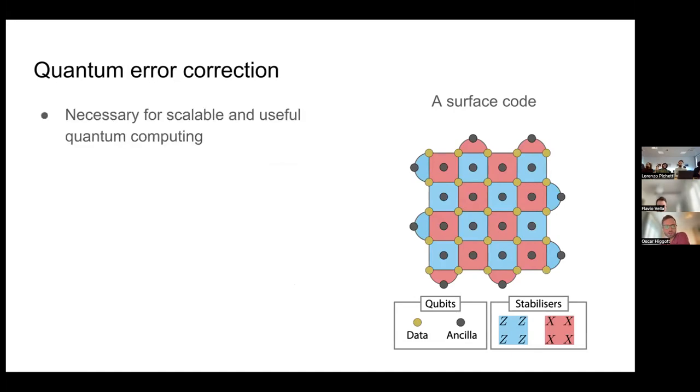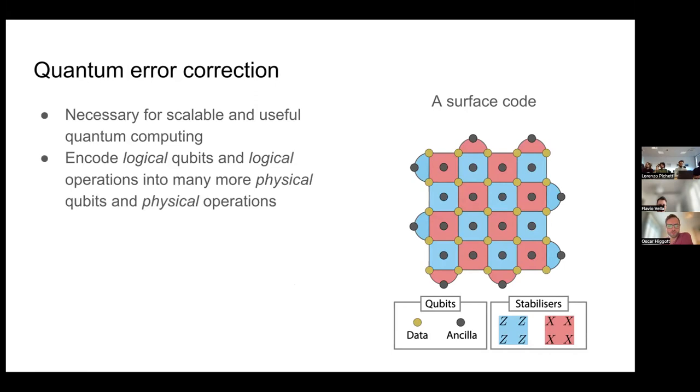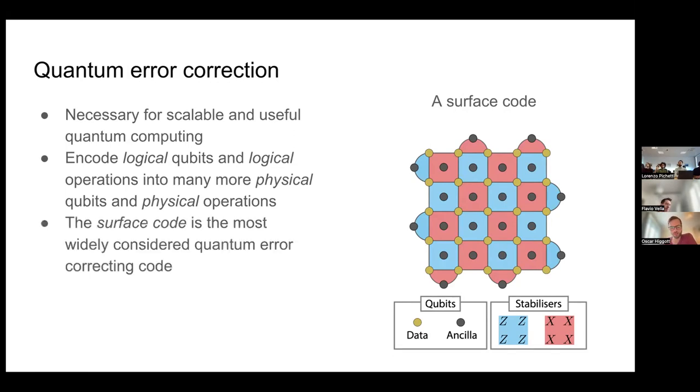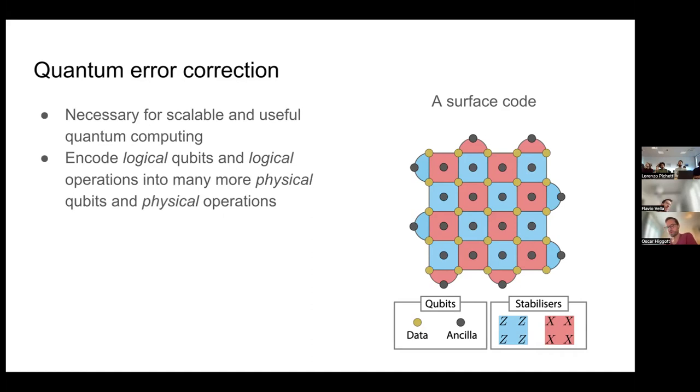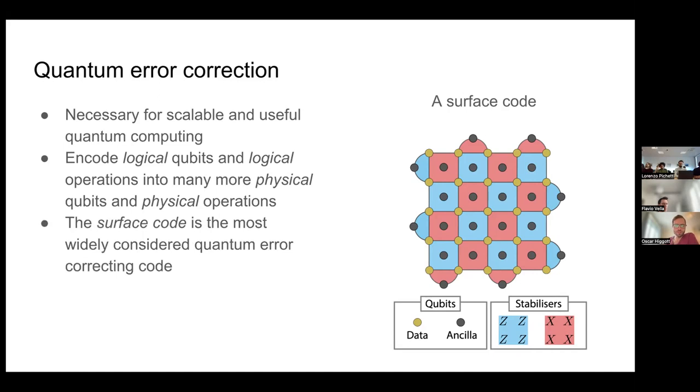So, some quick background on quantum error correction. Quantum error correction is necessary for scalable and useful quantum computing. We encode some logical qubits and logical operations into many more physical qubits and physical operations. So we add redundancy to ensure that, building a quantum computer from unreliable components, we can implement an arbitrarily reliable quantum computation. The surface code is the most widely considered quantum error correcting code, and is the subject of the roadmaps of many large industrial efforts to build a quantum computer.